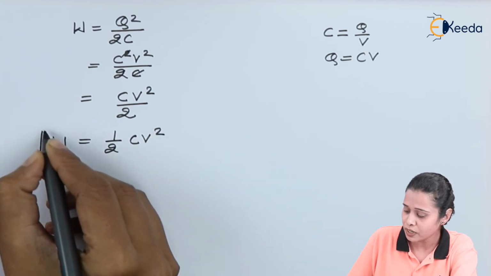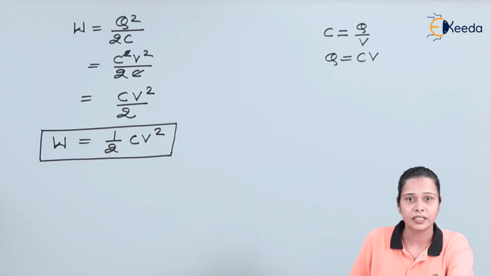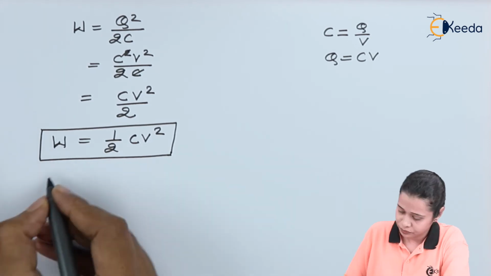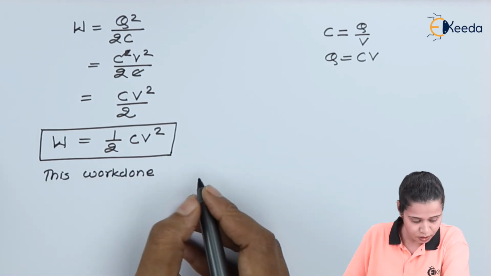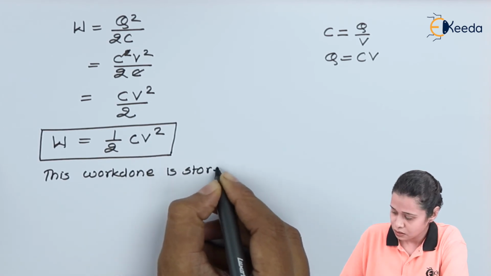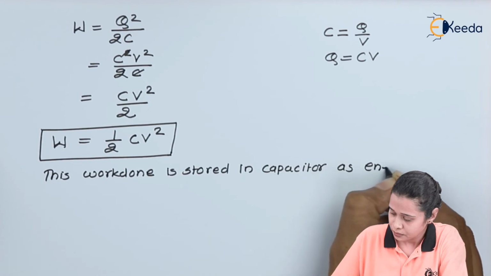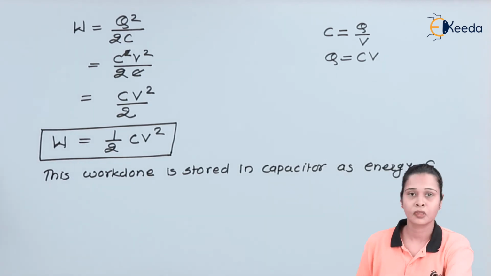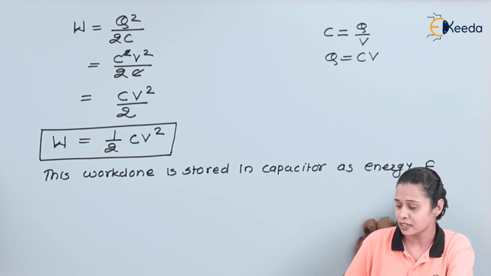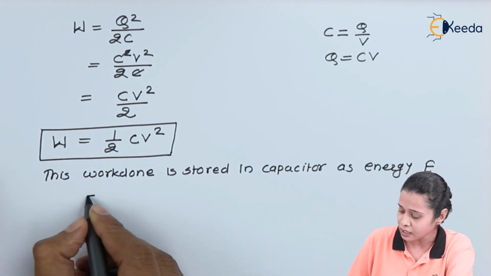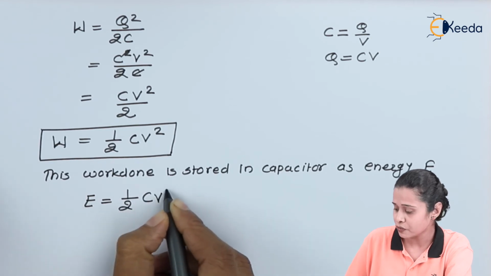This is the total work done by the capacitor. Now this work done is stored in the capacitor as energy E. Hence we can write E is equal to half CV square.